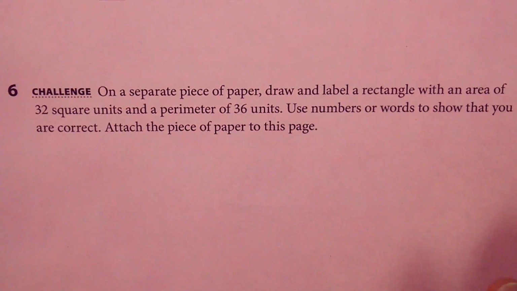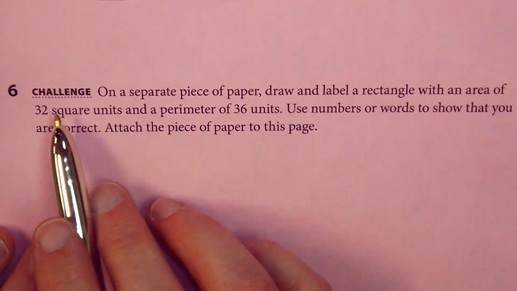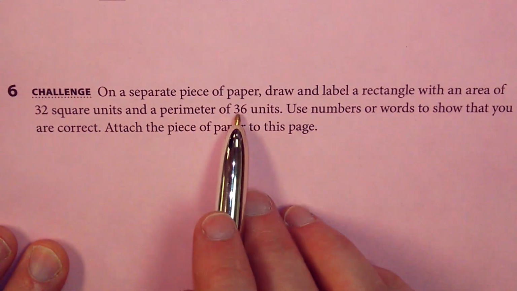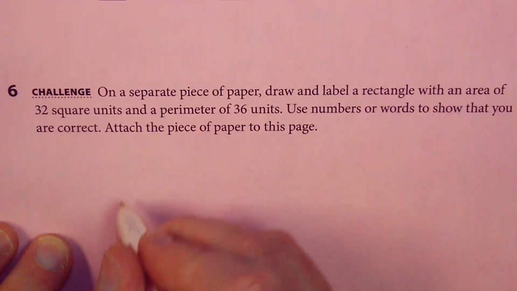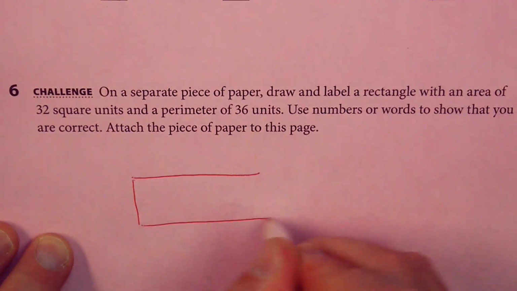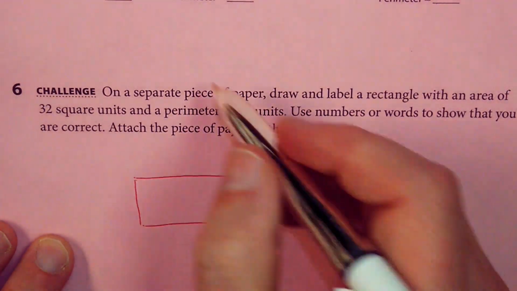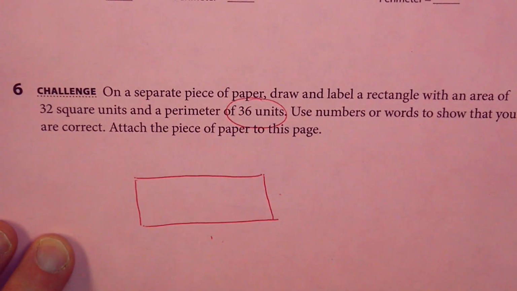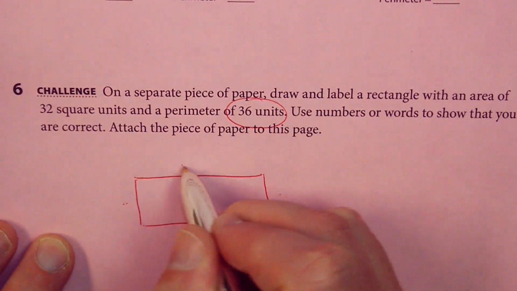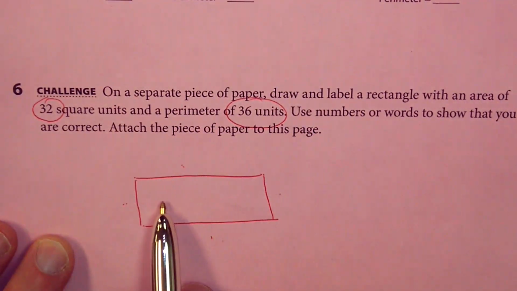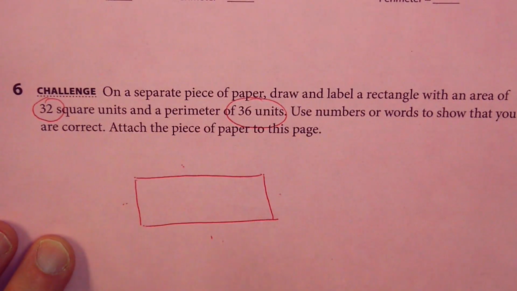Last but not least, it says on a separate sheet of paper. This is your challenge question. Draw and label a rectangle with an area of 32 square units and a perimeter of 36 units. So it says rectangle, so we know it's going to be taller or longer than it is tall. And as you fill these in, you must say what 4 numbers will add up to 36, but what 2 numbers, length and width, will multiply to give you a 32. It's a great question, great question.